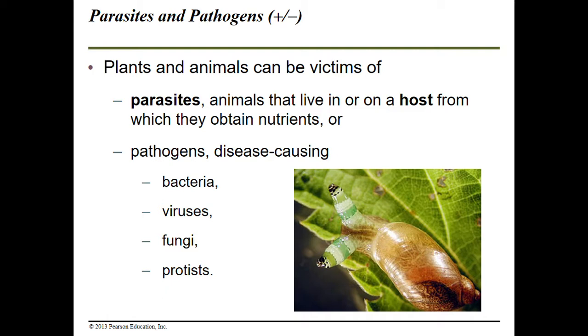Another positive-negative relationship is parasites and pathogens. Parasites are animals that live on or in a host. So remember, we're hosts for tapeworm, and we've talked about tapeworm before. But this is animals that live on or in a host from which they can get nutrients to survive and thrive. And then pathogens, these are things that cause disease. So bacteria, viruses, fungi, think fungal infections there. Protists, remember malaria is caused by a protist.